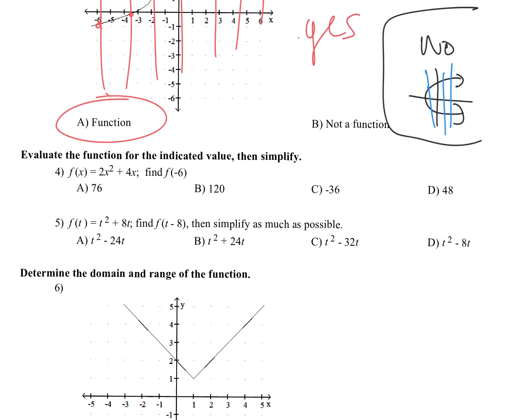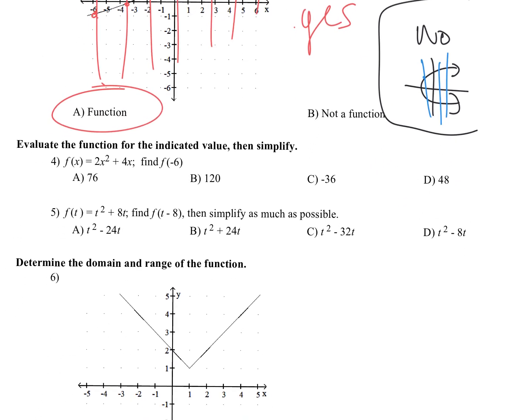Number 4. Evaluate the function for the indicated value and then simplify. This is just our function notation where we're going to be plugging in our value for x. So f at -6 means I'm going to take -6 and plug it in for x. I'm going to wrap it in parentheses so I don't make a mistake. Remember, you can use your calculator. It would look like this. I would just type that into my calculator with parentheses and all, or I can work it out by hand. But either way, I end up with 48. So for number 4, you should get 48.